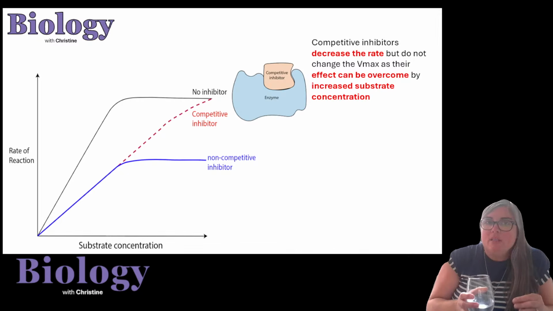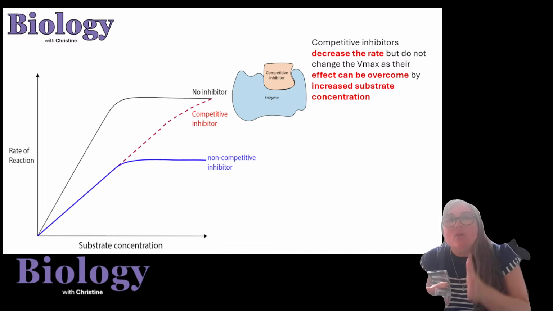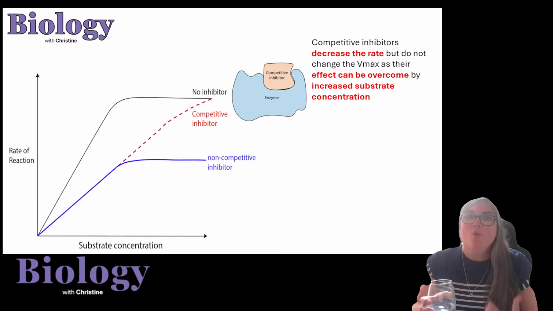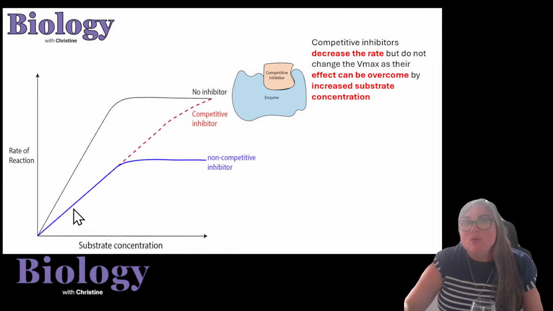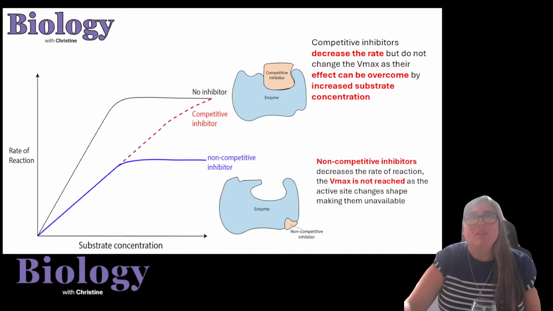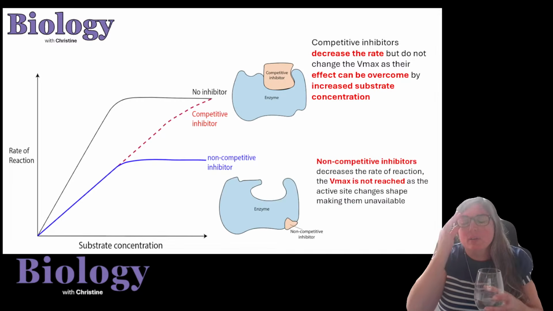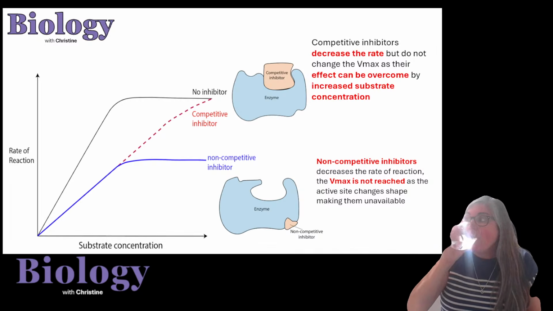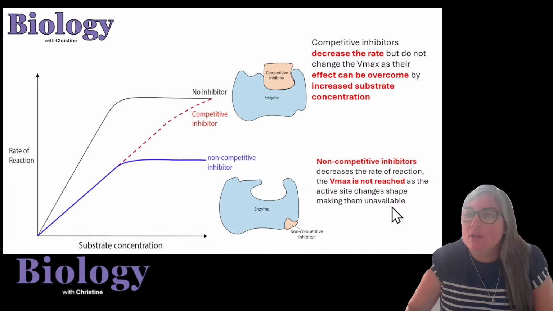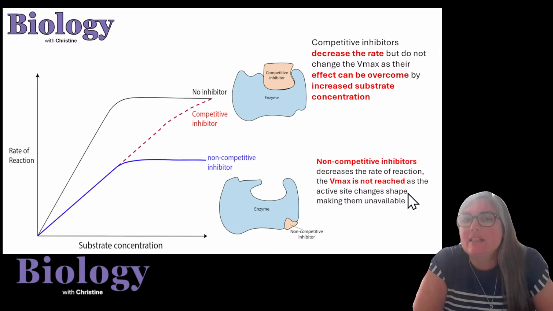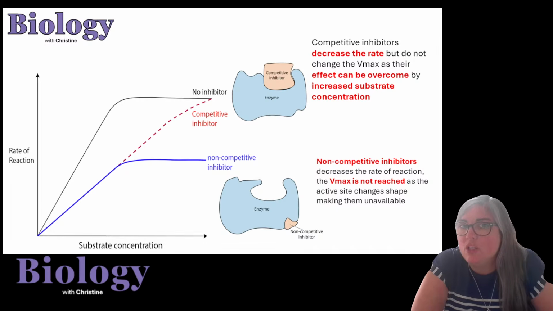It's going to decrease it, but if we increase the substrate concentration, we can overcome the effect of the competitive inhibitor. So what you see is the rate of reaction is slower, but it will get up to the point where it reaches that Vmax. So if we're looking at a non-competitive inhibitor, we're going to decrease the rate of reaction, and therefore you're never going to reach the Vmax.